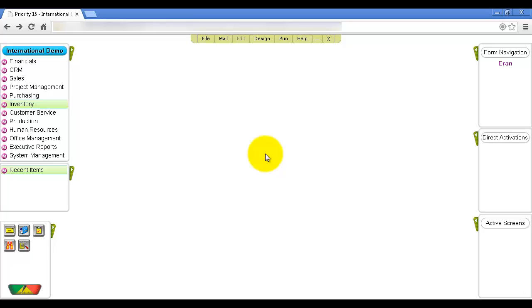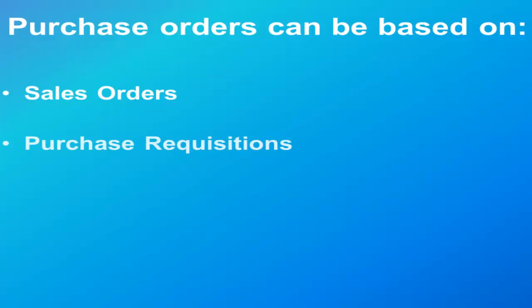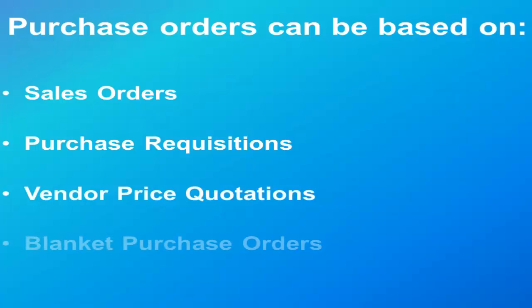In this clip, we demonstrate various options for opening and updating a purchase order in Priority. The order can be based on a variety of other documents, such as a sales order, a purchase requisition, a vendor price quotation, a blanket purchase order.